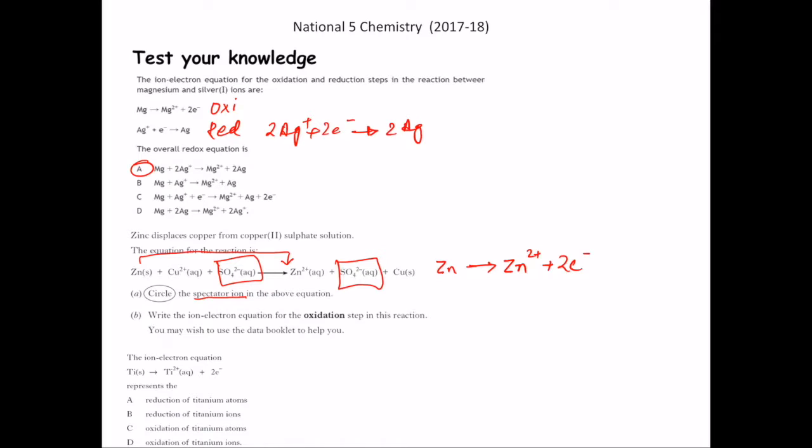The next question is the ion electron equation of titanium changing into titanium ion, and you have to tell whether it is representing reduction of the titanium atoms or reduction of titanium ions, oxidation of titanium atoms or oxidation of titanium ions. So we can see here that titanium is losing electrons. So this is oxidation, and it is oxidation of titanium atoms.